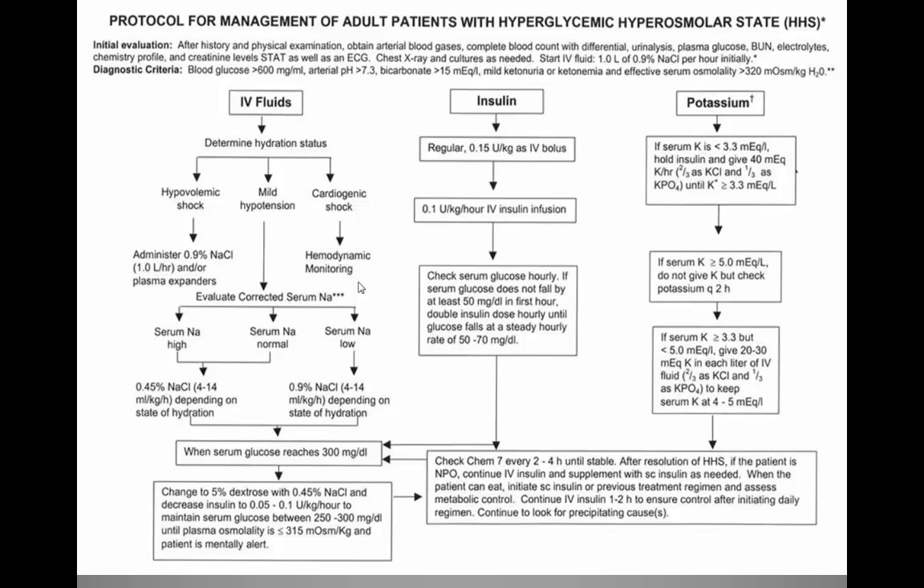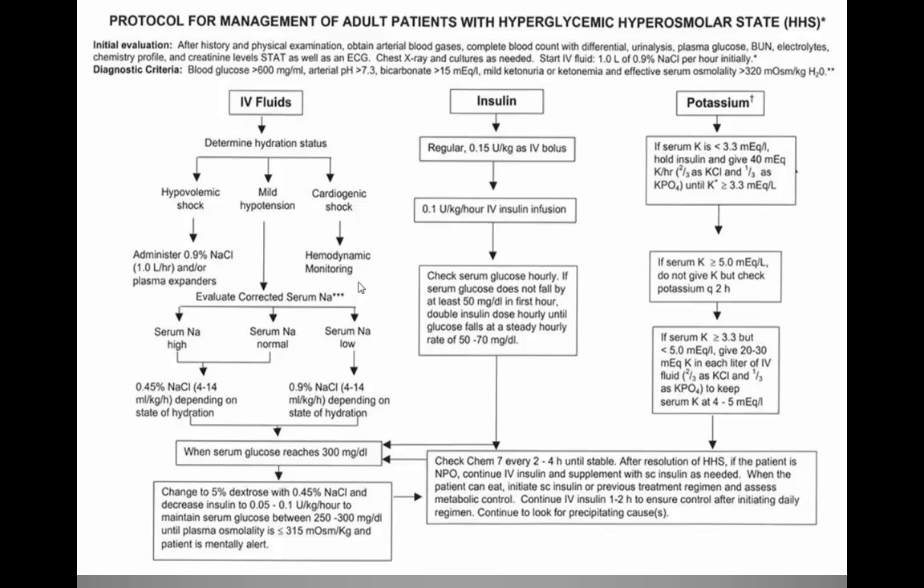If the serum glucose level does not fall by at least 50% in the first hour, double the insulin dose. We already went through this in DKA. Continue until the glucose falls at a steady hourly rate of 50 to 70 milligrams per deciliter. That's not to say that you don't have to continually monitor the patient's glucose level as well as electrolytes. You have to check a BMP every 2 to 4 hours until those electrolytes are stable.